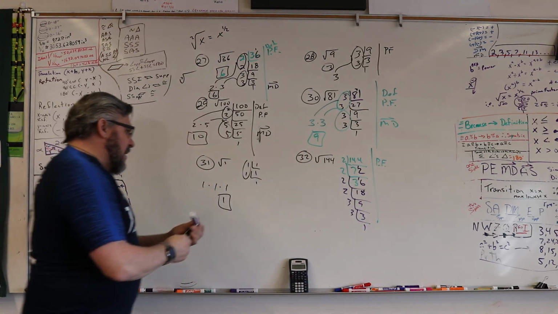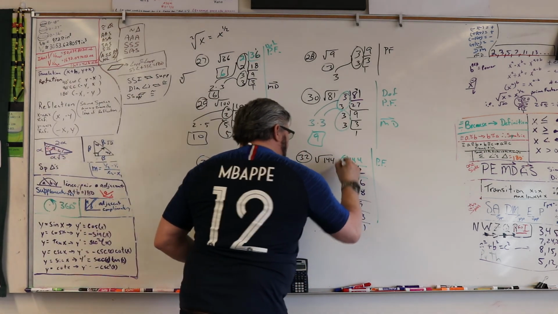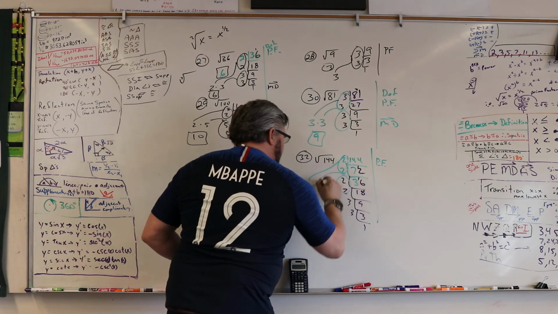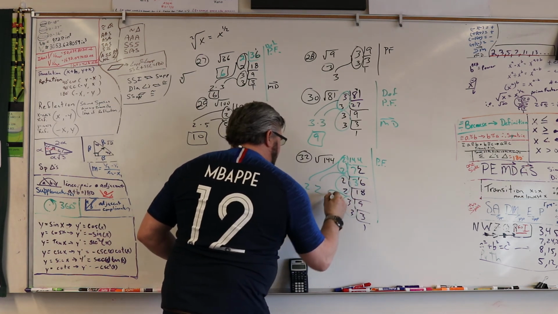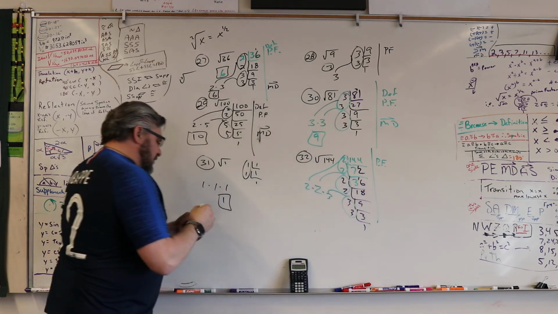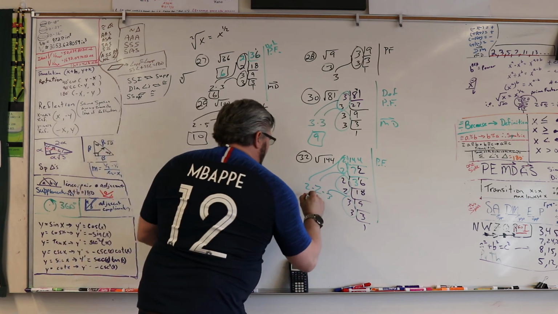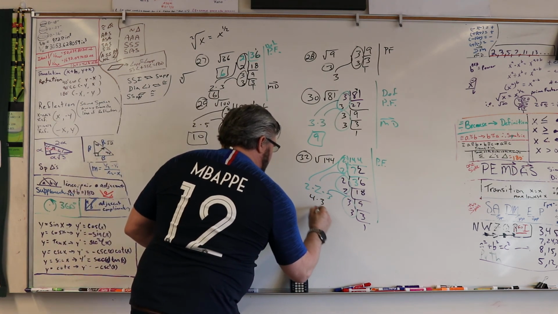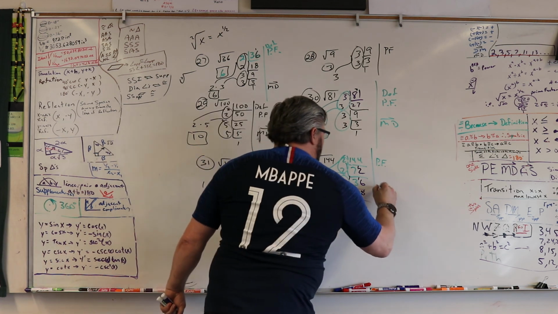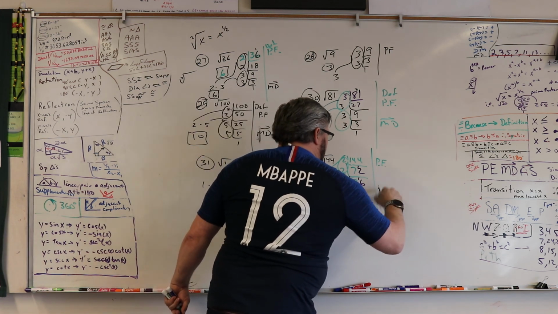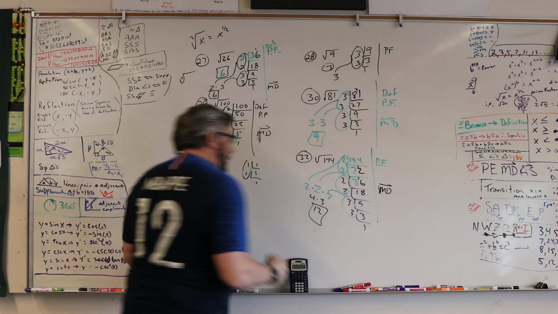And then we circle our pairs. Here's a pair, there's a 2. Here's a pair, there's a 2. Here's a pair, there's a 3. So it's 2 times 2 times 3. So that's 4 times 3, which is 12. That's your answer. You end up with, MD from left to right.